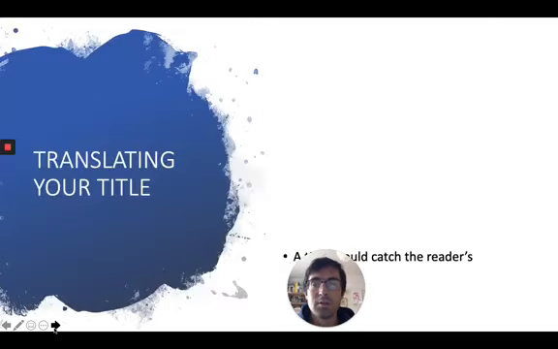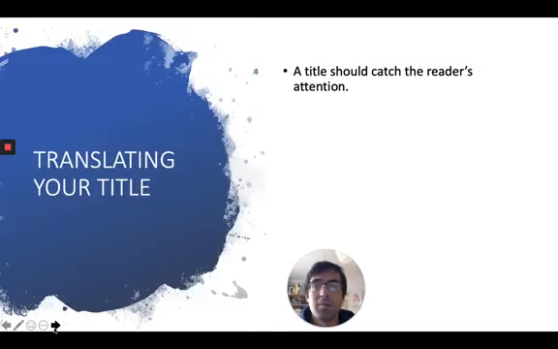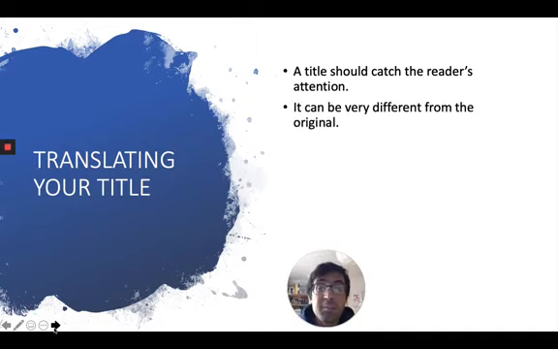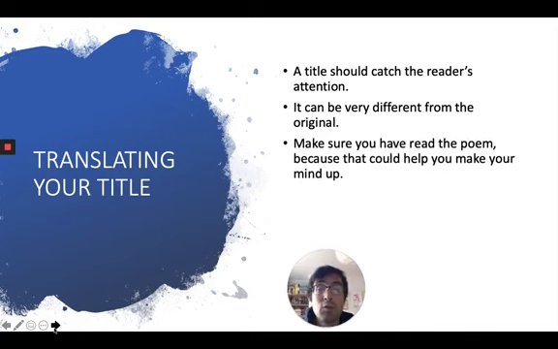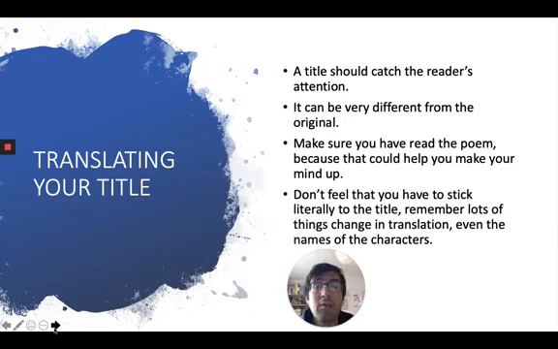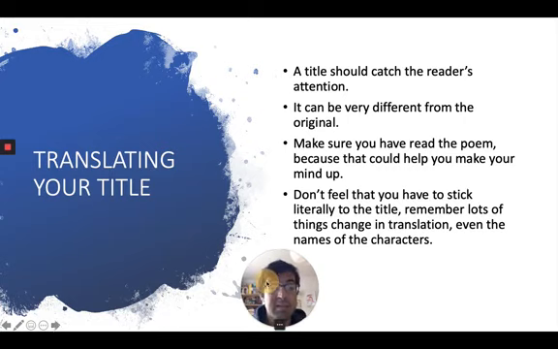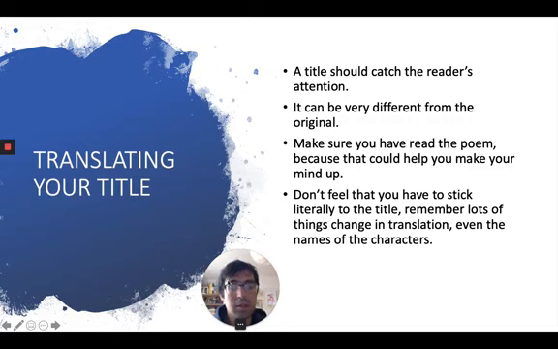So, titles. When you're translating your title, remember firstly that the title should catch the reader's attention. Secondly, it can be very different from the original. Thirdly, make sure you repeat the poem because that could help you make your mind up. And don't feel that you have to stick literally to the title. Remember that lots of things change in translation, even the names of the characters. Okay? That's an important point which I'll come back to.